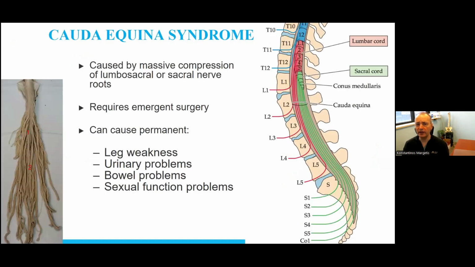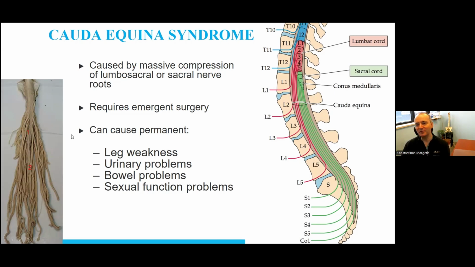Now, about the cauda equina. So this is caused by massive compression of the lumbosacral nerve roots, and cauda equina is the anatomical term for the nerve roots in the lumbar spine. And you can see here an anatomical specimen. Here is the spinal cord, and here all the lumbar and sacral nerve roots. And cauda equina in Latin is the tail of a horse. So, the early anatomists felt that this resembles the tail of a horse, so they came up with this term.